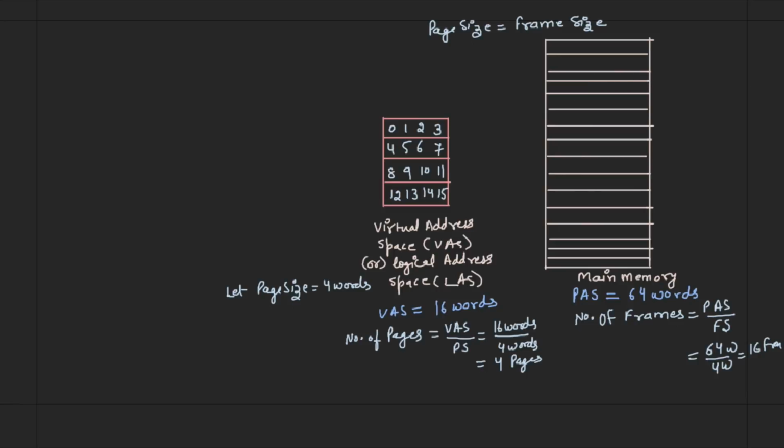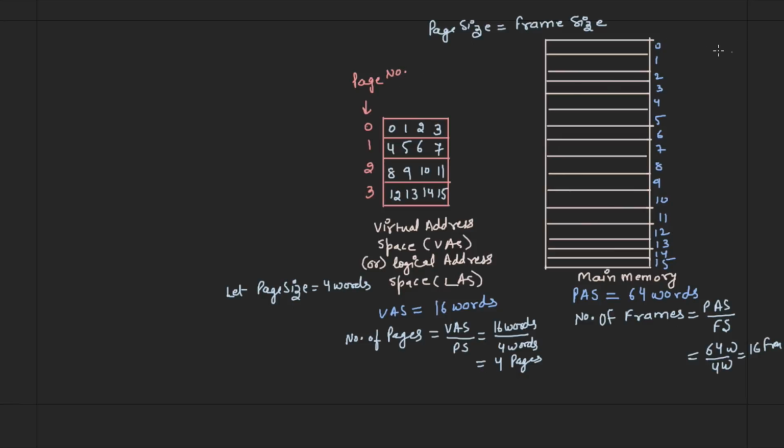So we are having a total of how many? 16 frames, which are frame number 0, frame number 1, 2, 3, 4, 5, 6, 7, 8, 9, 10, 11, 12, 13, 14, and 15. And here we have the pages. So we have page number 0, page number 1, page number 2, and page number 3. So these numbers are denoting the page number.